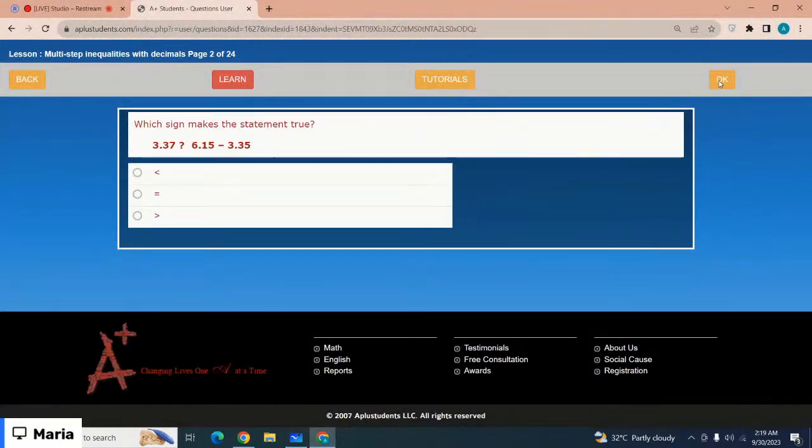Okay, the next one is which sign makes the statement true? 3.37 and 6.15 minus 3.35. Let's just solve.